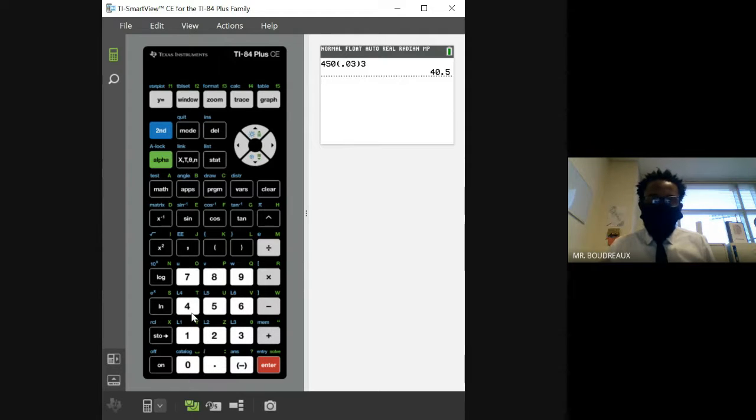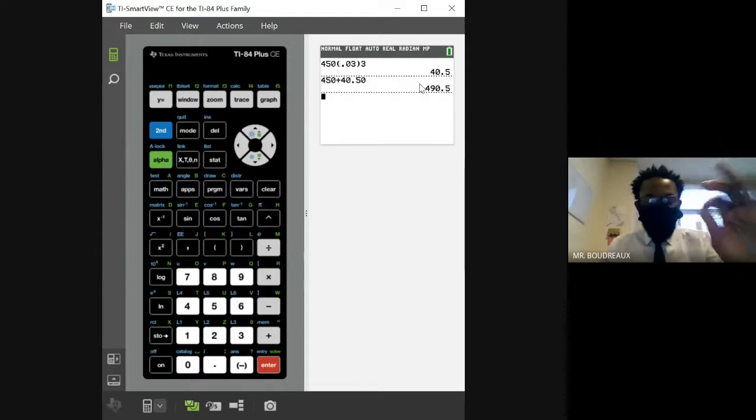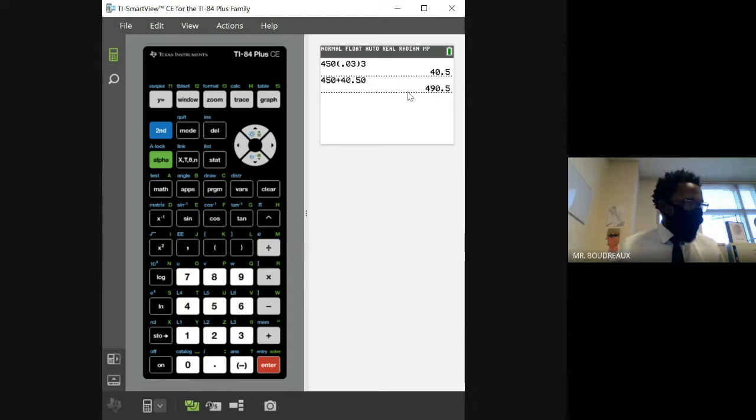So let's figure out what's her total balance. 450 plus the $40.50 equals 490. That's her total. All right, let's go to B. B says she deposited $300. So principal is 300. Okay, it says 2 5/10% interest compounded annually.